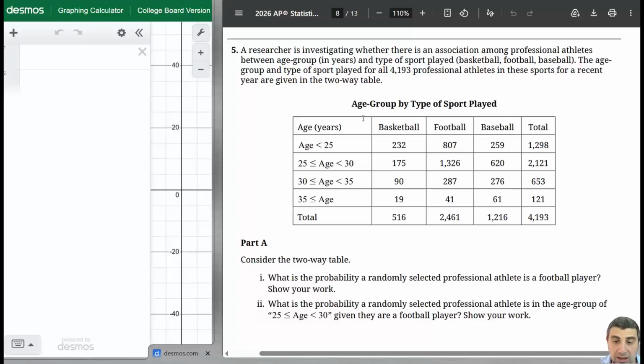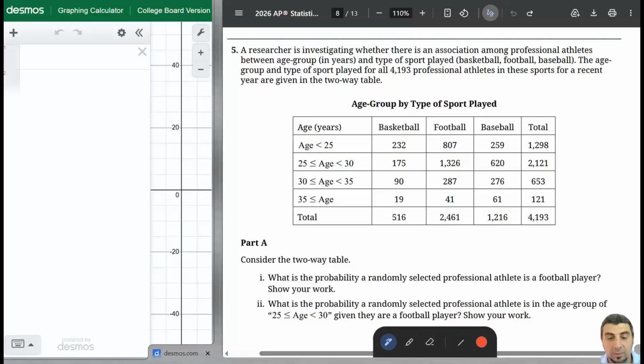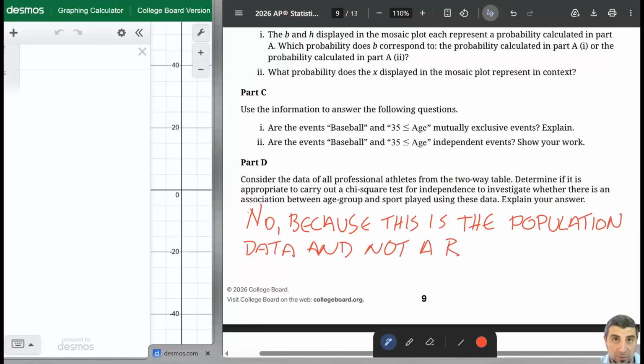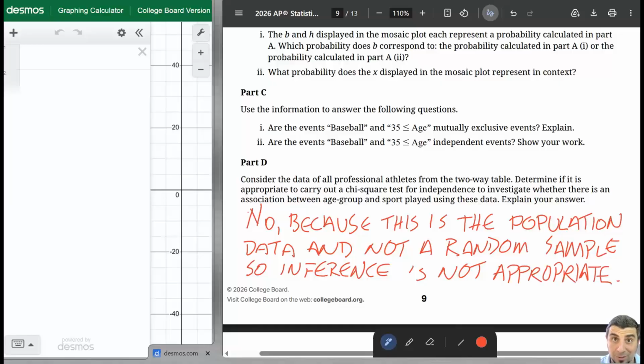stem of the question, it says the age group and type of sport played for all 4,193 professional athletes in these sports. So this is actually the population data, not a random sample. Therefore, it is not appropriate to do any kind of inference procedure because we didn't do a random sample. We actually have the population data. So your answer would definitely be no, because this is actually the population data and not a random sample. So inference is not appropriate. And that concludes number 5.